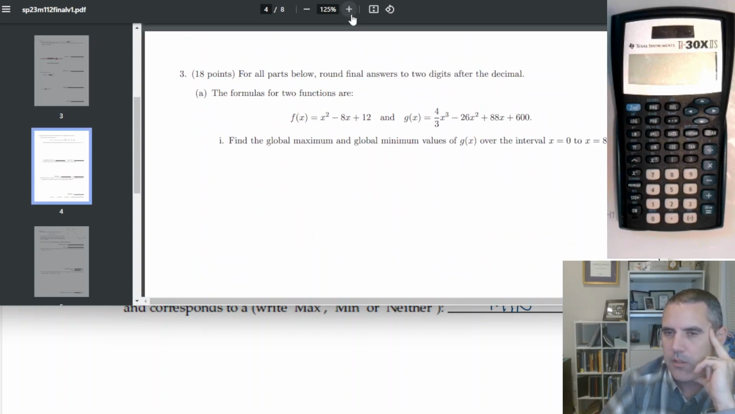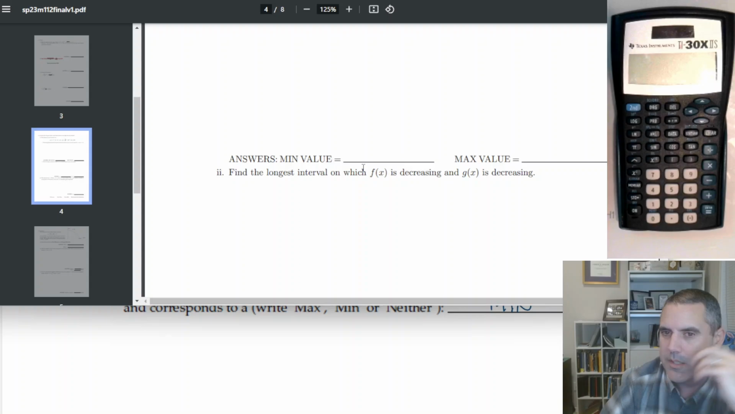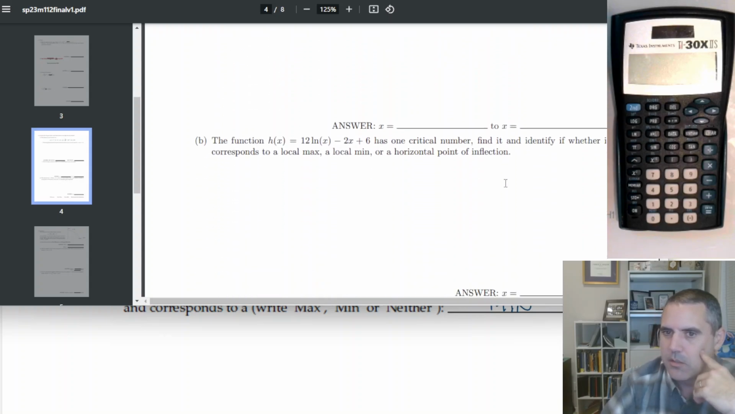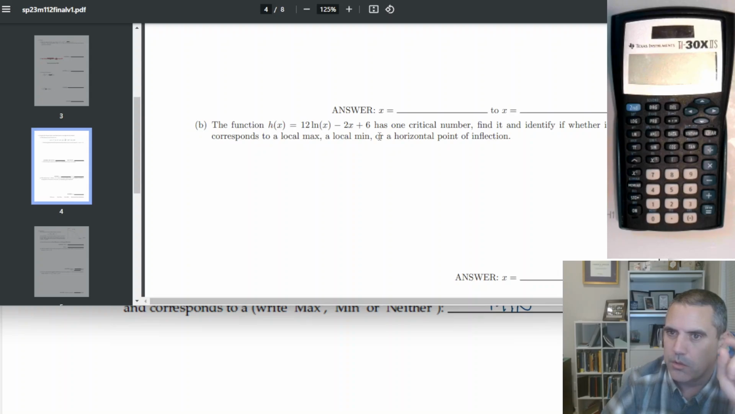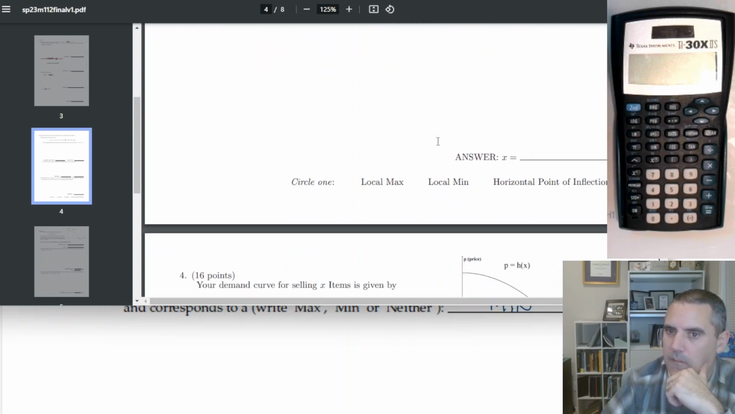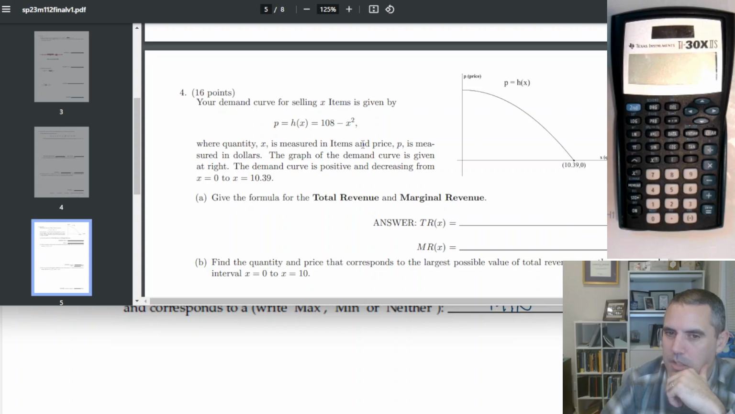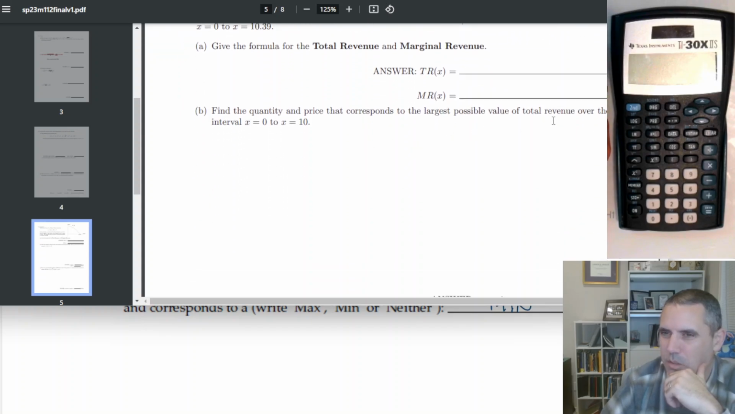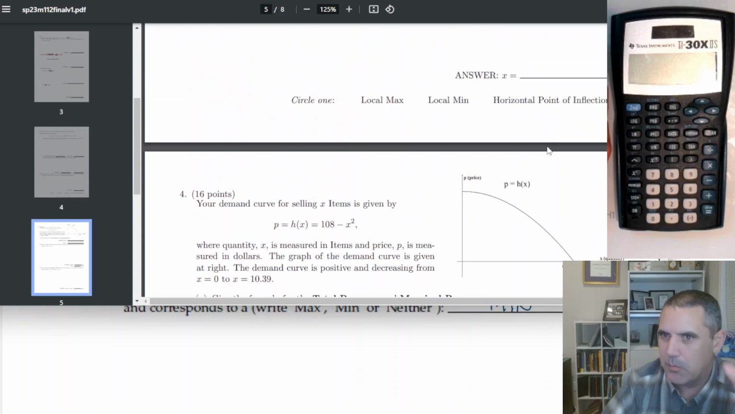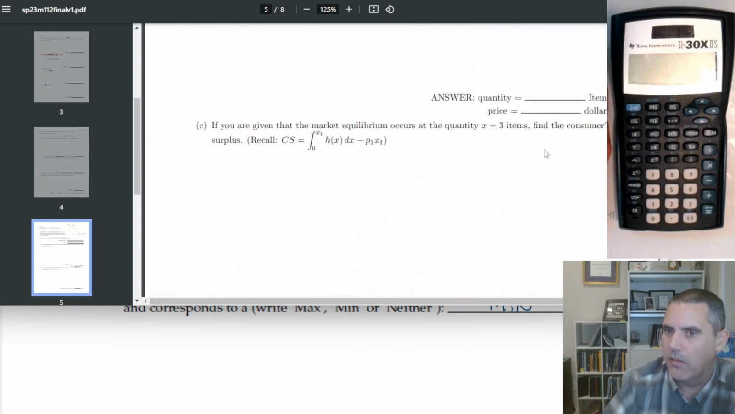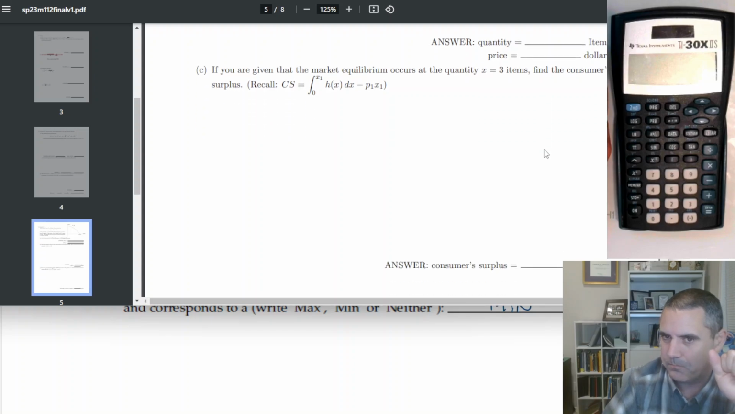So if you look on an old final, here's a question here. Here's two functions. What's the global max and min from 0 to 8 for g of x? Do we know how to do that? When is f decreasing and g decreasing? Do we know how to do that? Find one critical number of this. How do you do that? Here's another function, analyzing. What's the largest? To me, those are all the same questions we just were doing. And I want you to see that.